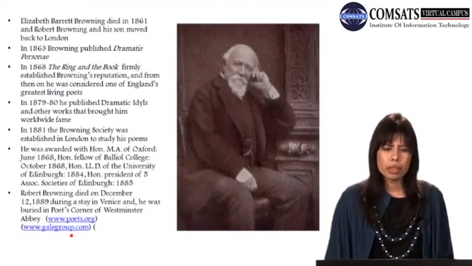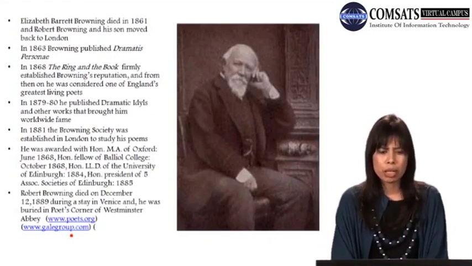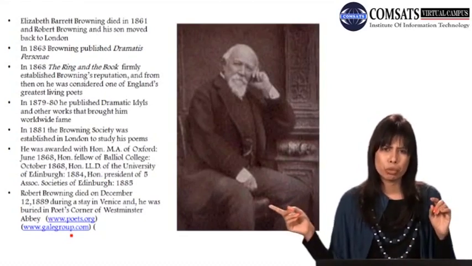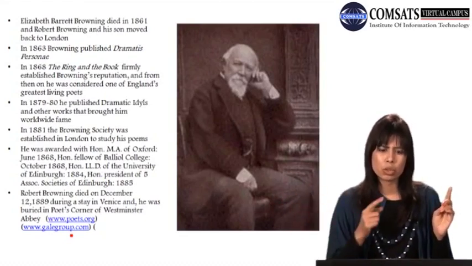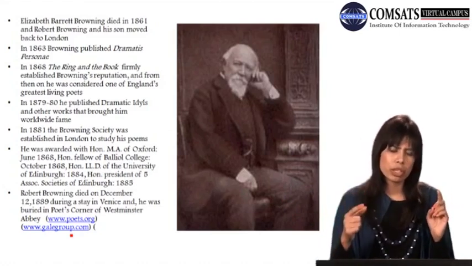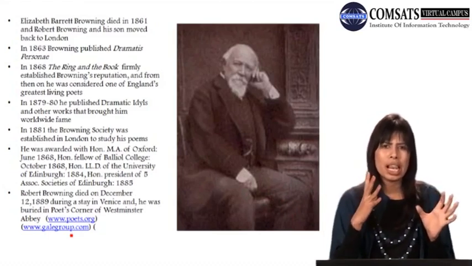All right, Elizabeth Barrett Browning died in 1861, and Robert Browning and his son moved back to London. So previously they moved to Pisa and then to Florence as well. So now after his wife's death, you could see he and his son moved to London.